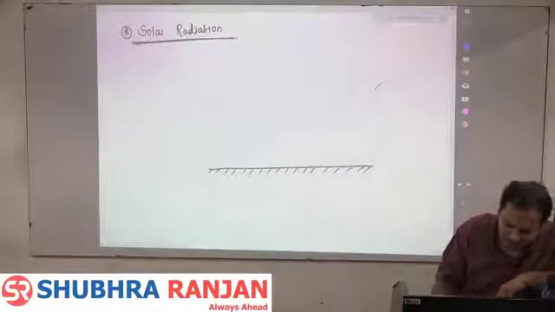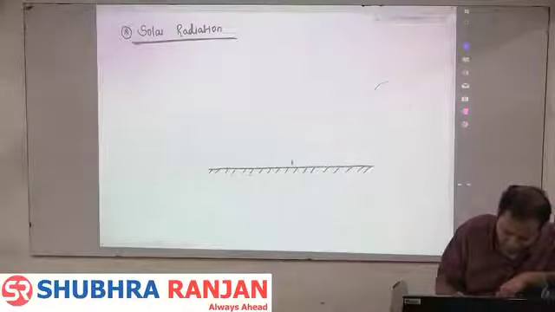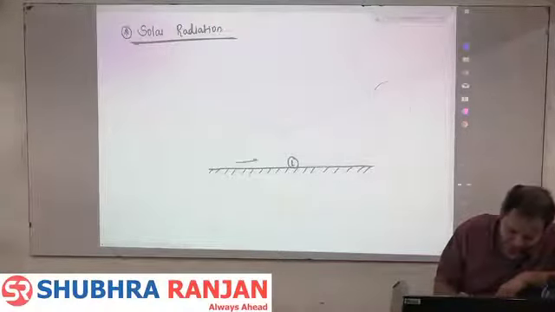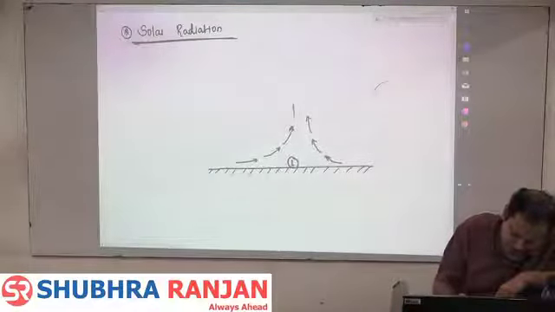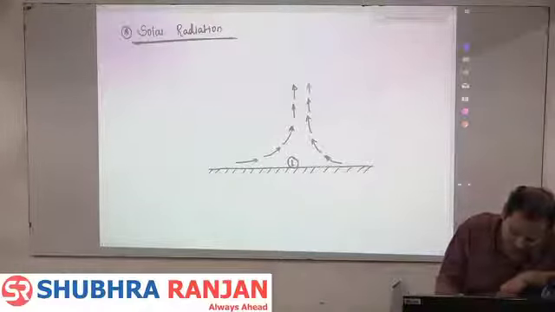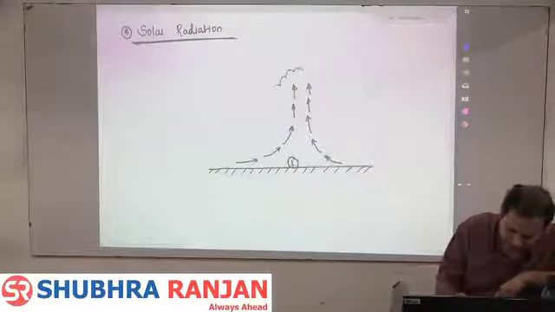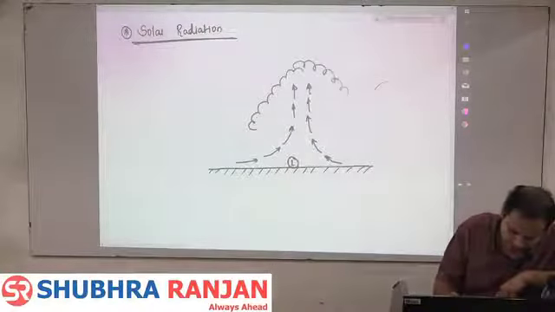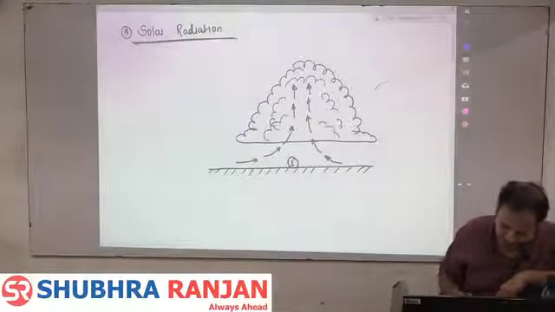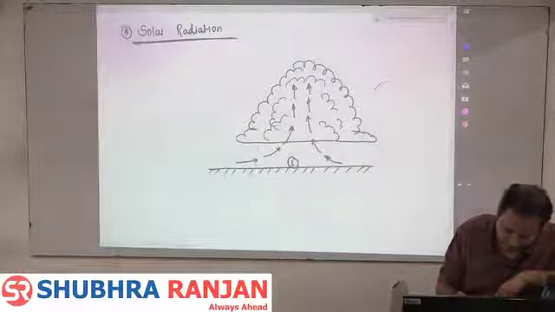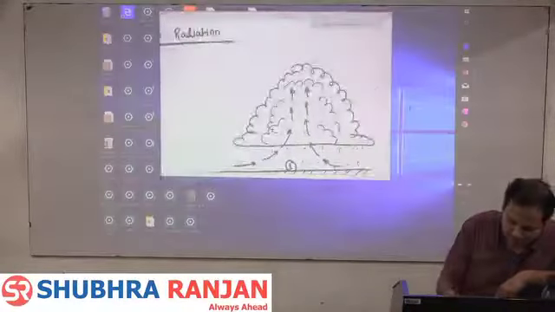The ground is intensely heated during the day, between 12 to 3. And around 4 o'clock, it starts giving the heat to the surrounding atmosphere, which forces the air to rise upwards adiabatically.